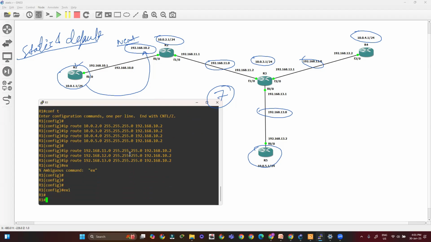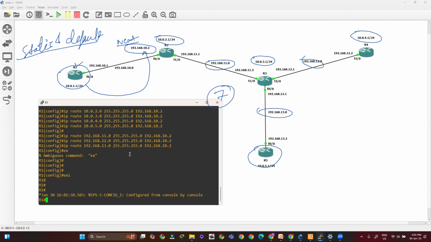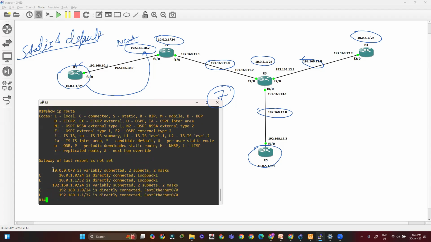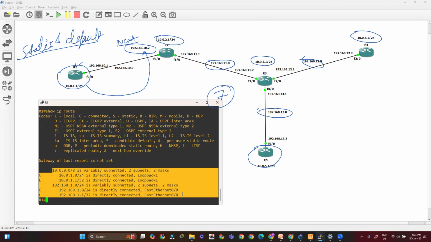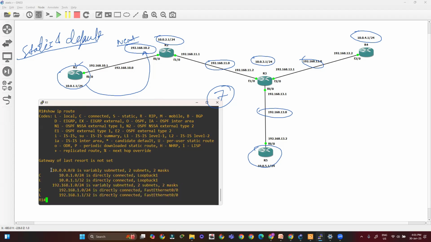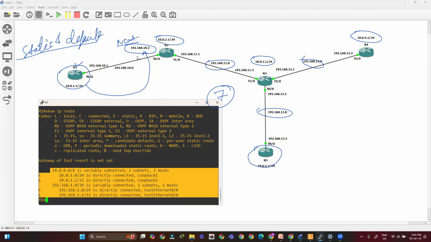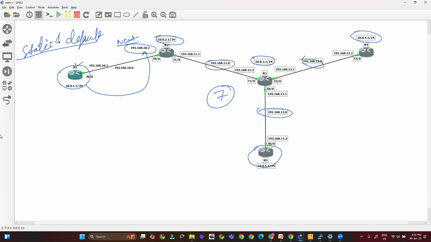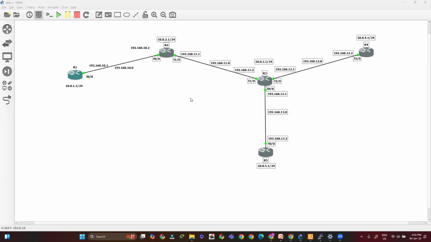If you want to verify the configuration, you have to use the command show ip route. Here we got the table, but you can't see any of the indirectly connected networks over here, because we haven't configured the static route on the other routers yet. So let's do the configuration of static route on the other routers, starting with router number two.